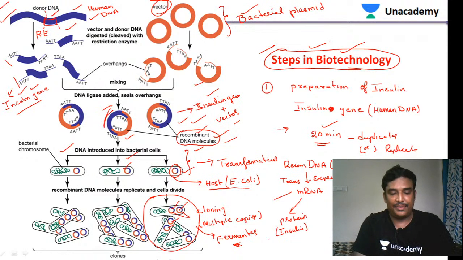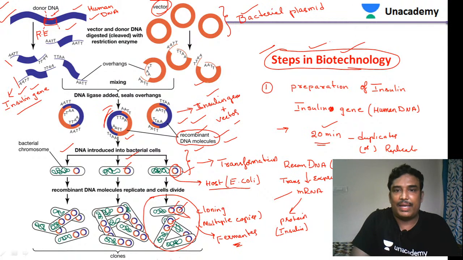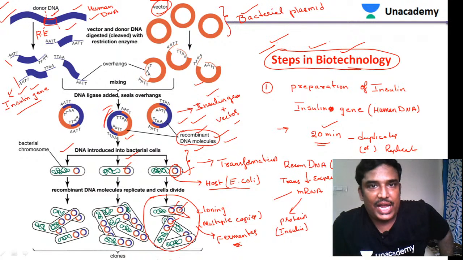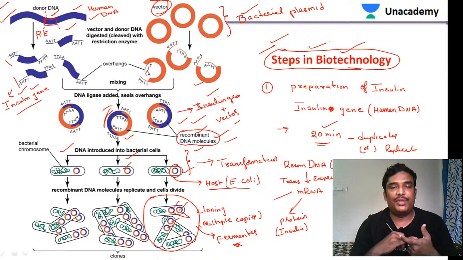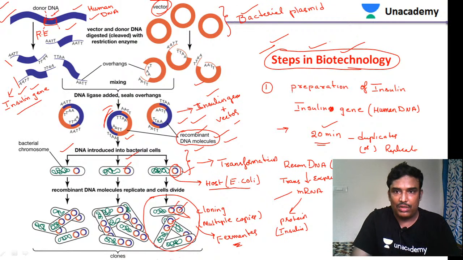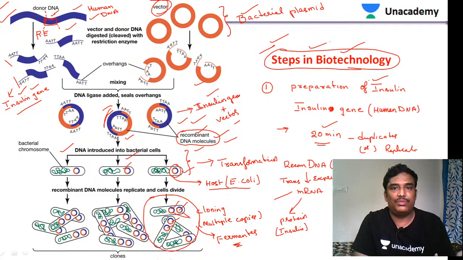Once again I will explain clearly, students, what the steps in biotechnology are. I am taking one example to explain how the steps in biotechnology take place. We want to prepare insulin protein in the laboratory or in industry.